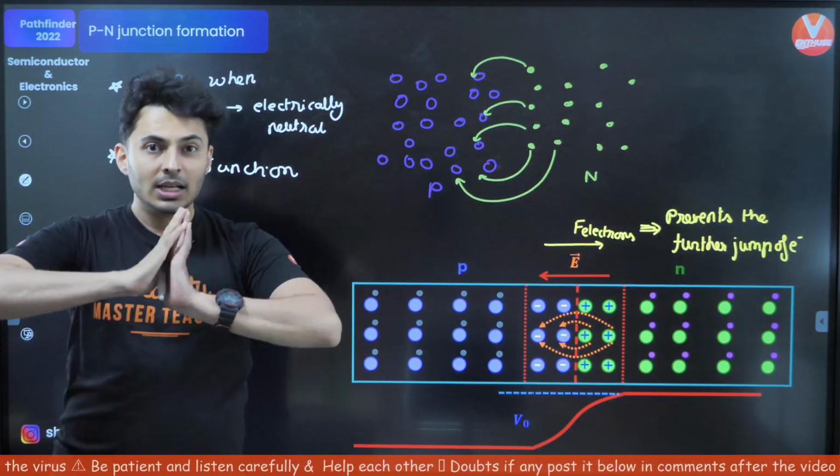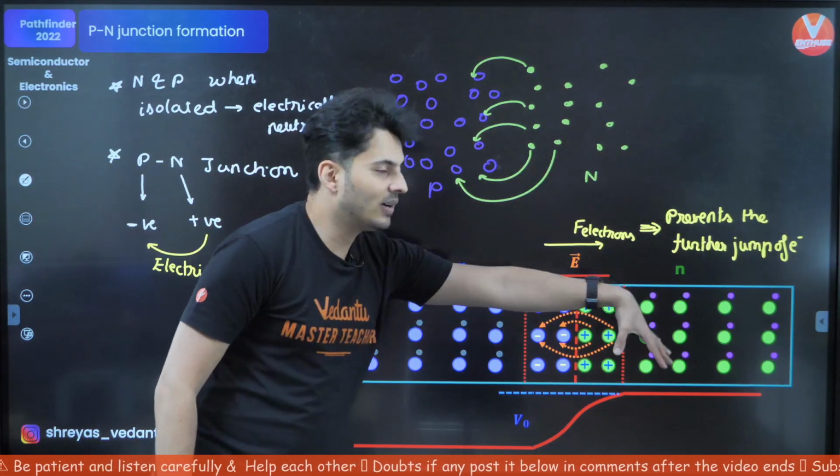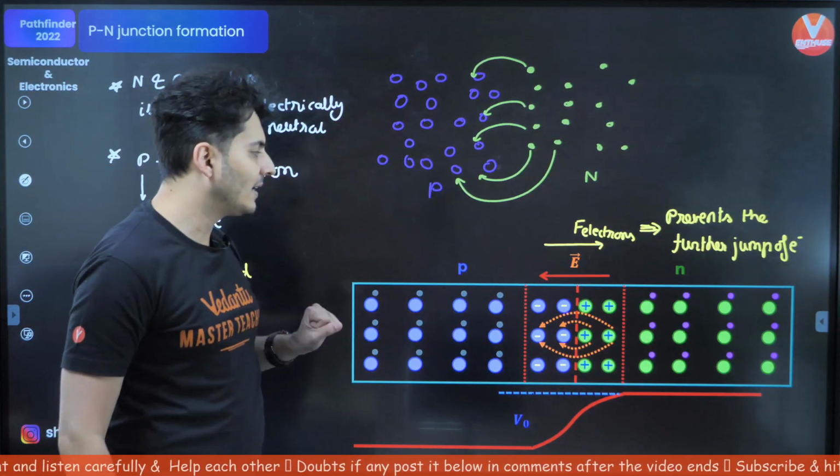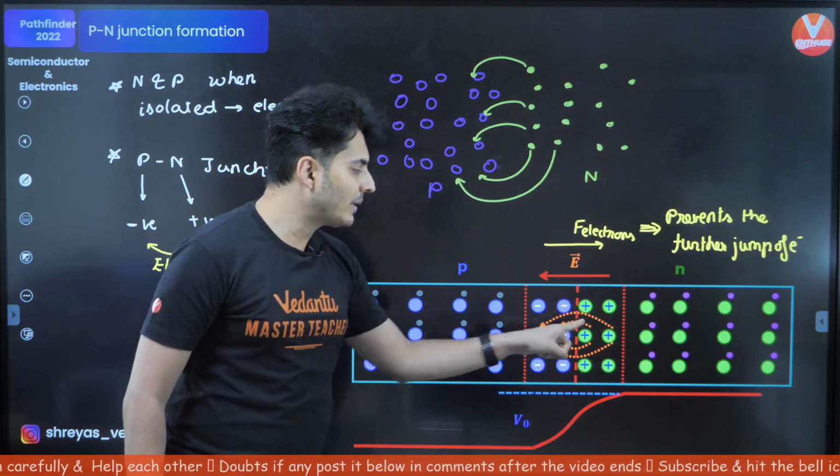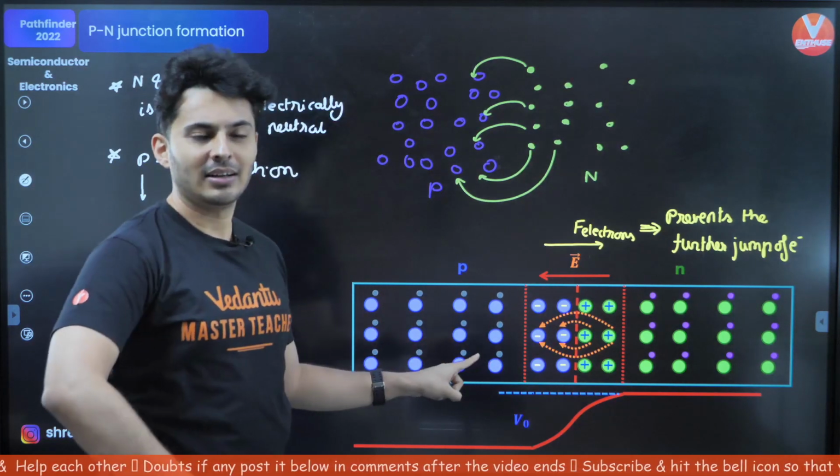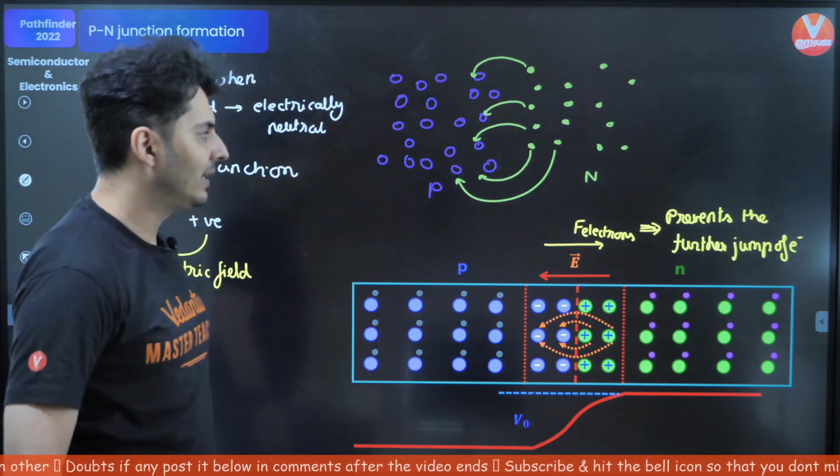Fair enough. Because of which you will not see all the electrons going and settling here. These charges will act like a barrier. They will stop the flow of the electrons.